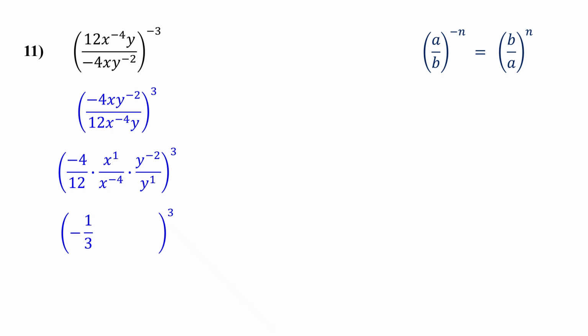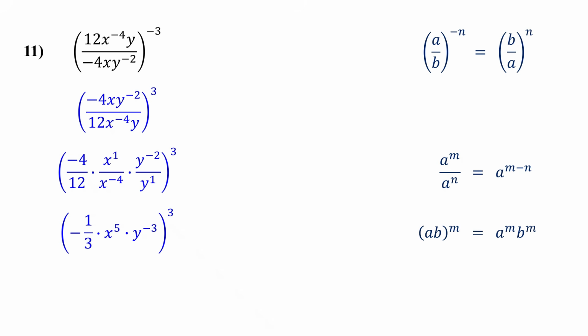For the variables, keep the base and subtract the exponents. For x, 1 minus -4 equals 5. So we get x to the 5th. For y, -2 minus 1 equals -3. So we get y to the -3rd.